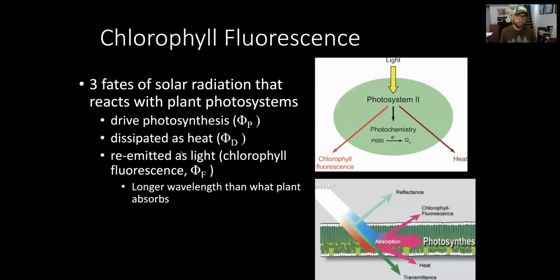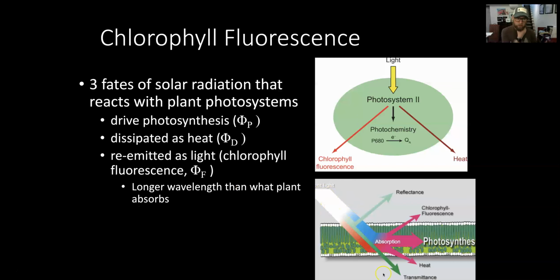Or it can be re-emitted as light, which would be at a longer wavelength than what it came in. And that's what chlorophyll fluorescence is. Heat dissipation is this phi sub d, and then fluorescence is phi sub f. And because the wavelength that it emits light during chlorophyll fluorescence is longer than what it absorbs at, we can measure it really easily because we can give a leaf the light it needs for photosynthesis and then look for longer wavelengths coming off of that leaf. And if we see longer wavelengths, then we know that's coming from chlorophyll fluorescence.